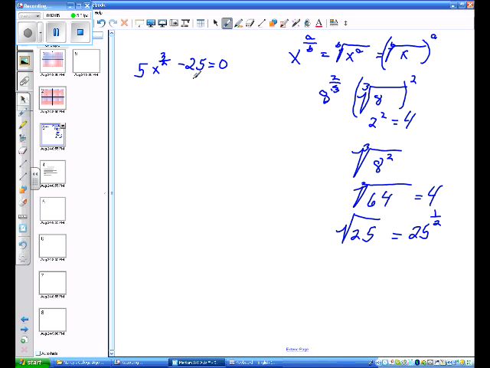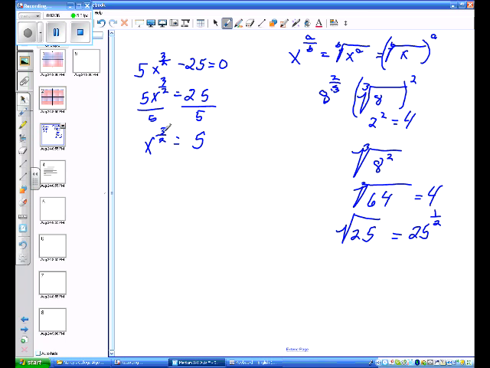So what we want to do is we want to solve this. Now we're going to solve this using that same idea that we did with our square root principle. We're going to get our variable by itself, so I'm going to add 25 to both sides. Going to divide by my coefficient so that I have just my variable alone. So I end up with x to the 3 halves equals 5.